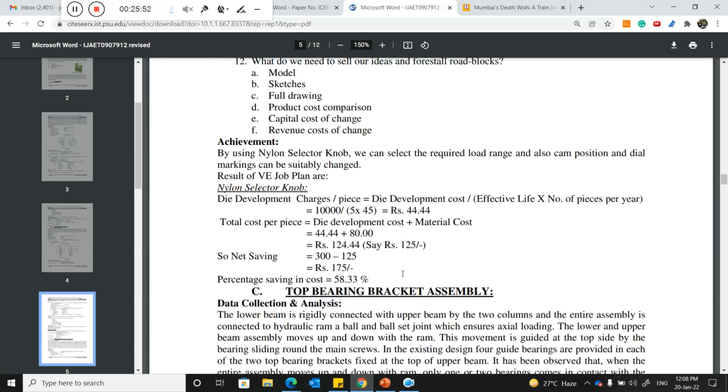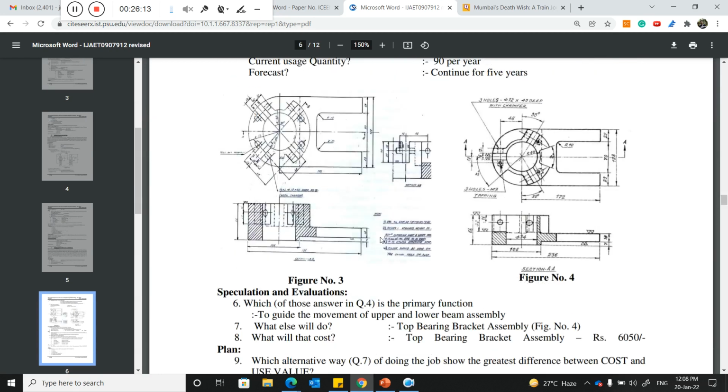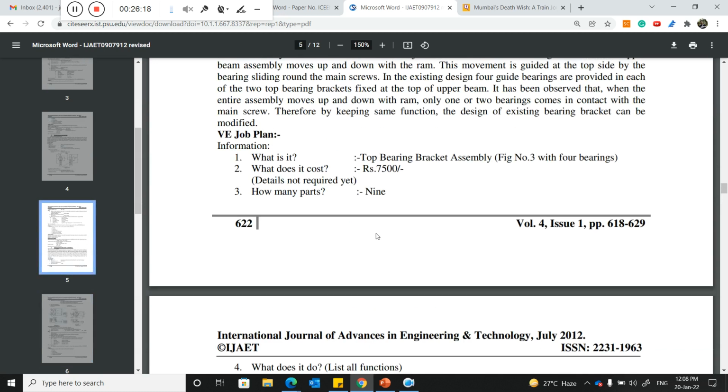Okay, the same process you need to apply. There is a definite standard process: do the brainstorming, find out the alternatives, select the best one on the basis of the evaluation, and apply that alternative. You can save the cost. That's it. So the top bearing bracket assembly.